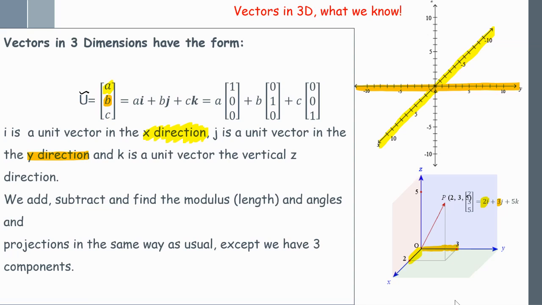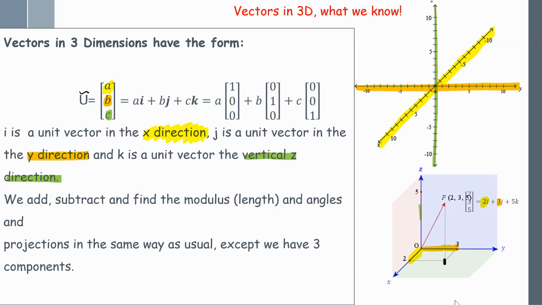The second component B tells you how far across along the y-axis this vector is from its starting position. So for instance, for our vector 2, 3, 5, this vector will move from the origin. Its ending point will be 3 places to the right.